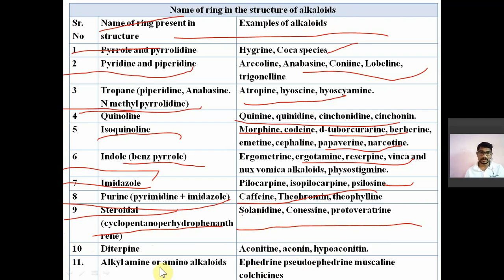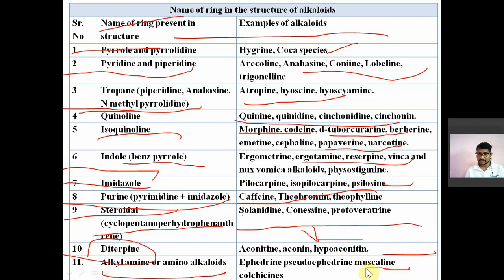And example of drug containing steroid alkaloid is kurchi bark. So we'll see again kurchi. कुर्ची बार्क जो है there is an example of steroid containing alkaloid. Diterpene type of alkaloid is present in aconitine, aconine and hypaconitine. Then alkylamine or amino alcohol, alkylamine amino alkaloids. Alkylamine side chain is present in the amino alkaloids. Example, this is nothing but the ephedrine.